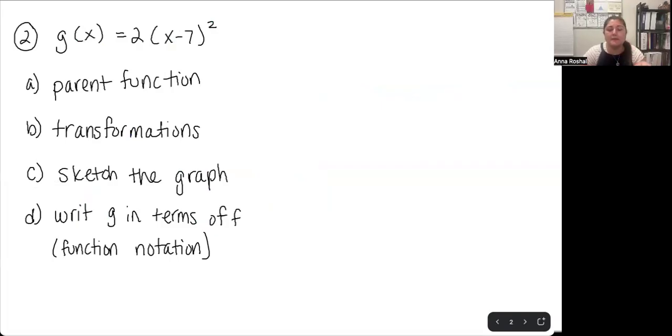Okay, the next question that was given is kind of like a multi-part, multi-step question. Whoa, that was a mouthful. So the original parent function of this function is the cubic function. The transformations are that we're going to move 7 to the right, and then we're going to vertical stretch by a factor of 2. And then sketch the graph.